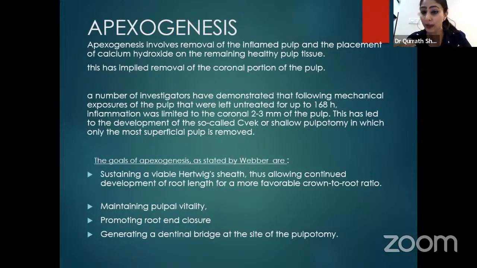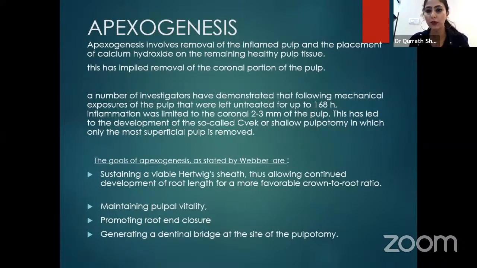especially commonly seen in your young kids, you need to make sure that the apex is closed. By how? By maintaining the vascularity of your pulp tissue. Now, say there is a normal day-to-day case in which there is a mechanical exposure of your pulp tissue. You do not have to directly jump into going ahead with your root canal therapy. You have to try to maintain the vitality of your pulp by carrying out a procedure like apexogenesis, where you try to remove only the inflamed part of your pulp tissue.